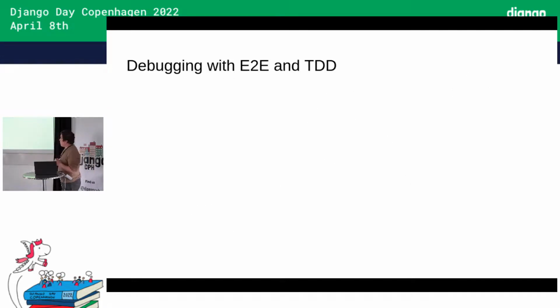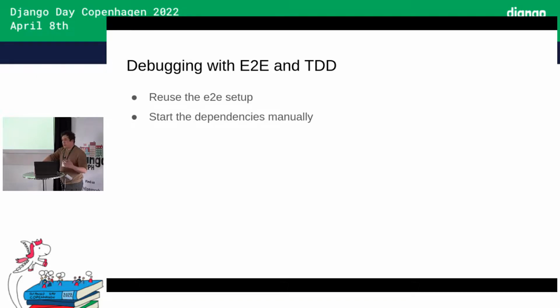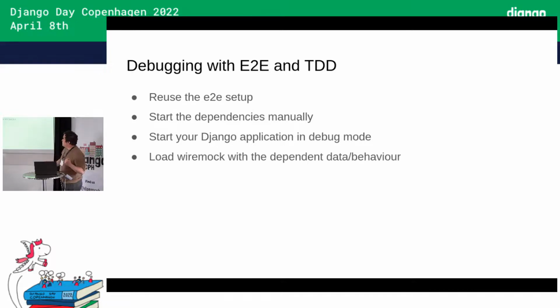Yep, and if you want to debug, it's pretty useful. If you're having a problem in production, I like to debug using an end-to-end test. What I do is I reuse the very same setup. I start my dependencies manually. I'm not going to start everything together, and then I start my Django application in debug mode, maybe from your IDE, in a way that you are able to debug your application. And then you load the Wiremock with the dependent data and behavior.